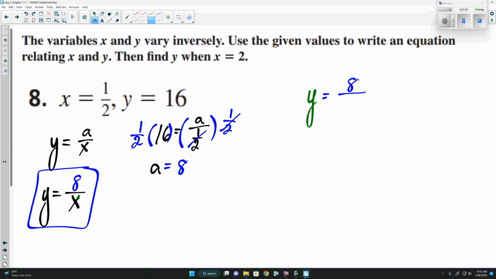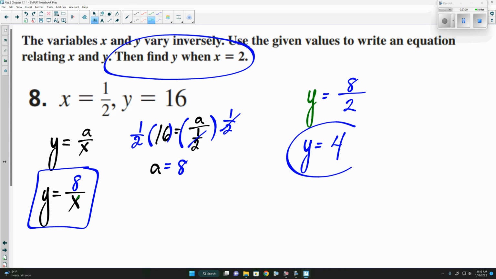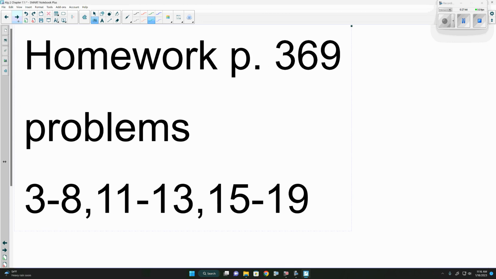And what value of x do they want us to find the y value for? 2. Because they gave it to us up here. Then find y when x is 2. So 8 divided by 2 is 4. And that's it. So just because we have fractions doesn't mean the process changes or anything's different. It just looks different. Any other questions on any of this here? And that's it.